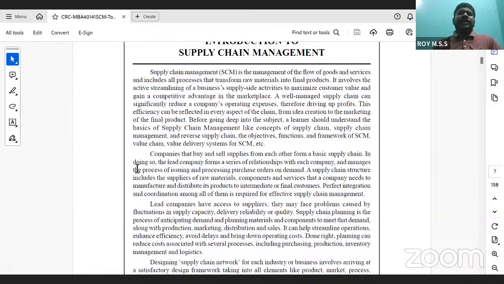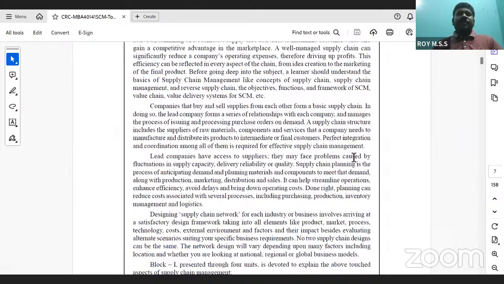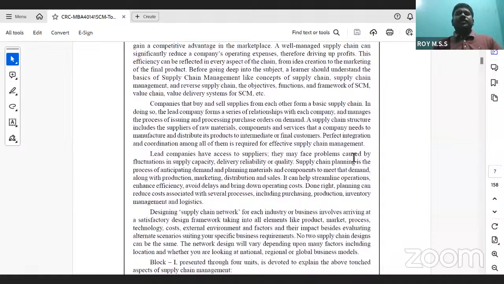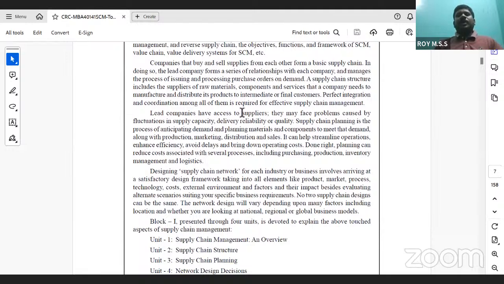And here, companies that buy and sell supplies from each other form a basic supply chain. In doing so, a lead company forms a series of relationships between each company's managers. Because in order to have a smooth supply, they need to buy raw materials, and all the raw materials may not be manufactured within our company. They should have a good relationship with that. And the suppliers also play a very vital role in this.